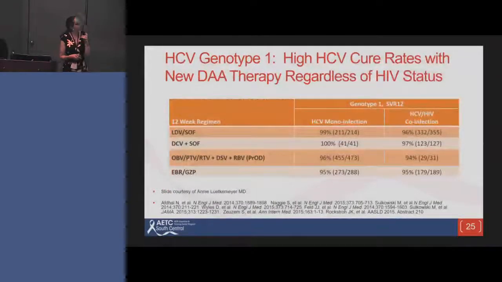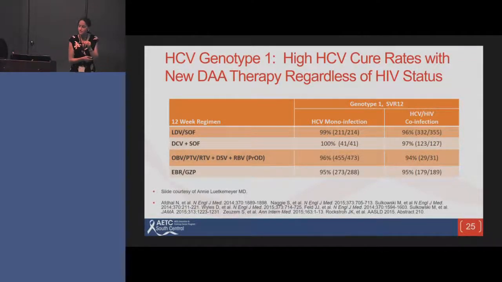So this is a brief overview of some of the key drugs that are currently approved for genotype 1 hepatitis C, which accounts for about three-quarters of hepatitis C in the US. And you can see that in hep C monoinfection, here in the column on the left, and this is the sustained virologic response 12 weeks after completing treatment, and hepatitis C HIV co-infection.